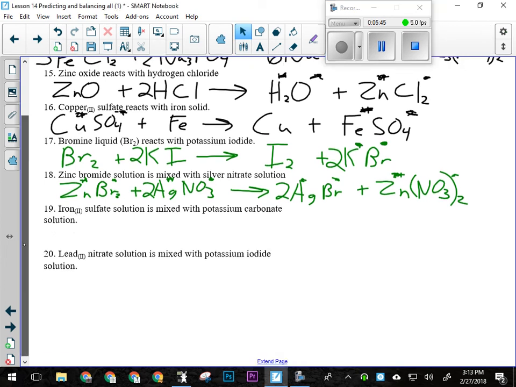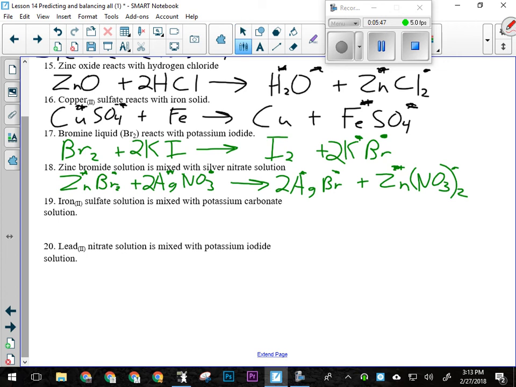Okay, let's look at 19 here. So I've got iron 2 sulfate. So they told me the charge on iron is 2+, okay? The charge on sulfate is 2-, so that compound is fine the way I have it written. It is mixed with potassium carbonate. All right, that means K with CO3, and carbonate is a -2, while potassium is a +1. So when I drop and swap, I'm going to need K2CO3 on this side.